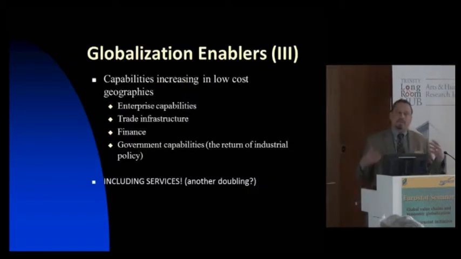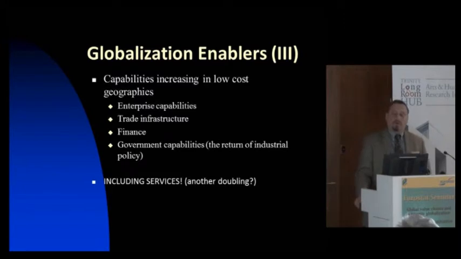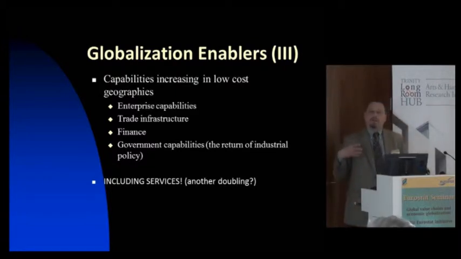At the same time, it's not just a developed country game anymore, and there are capabilities in low-cost geographies. Big companies, Professor Brennan talked about South-South FDI, companies like Huawei and ZTE that are successful in global markets, for example, and are making big investments in places like Africa and Brazil and other places in the South. Trade infrastructure has matured. Some of the best trade infrastructure is in places like China. Finance and government capability. There's a big push to get bigger and bigger pieces of the pie. There's a sophisticated understanding of that smiling curve where we don't want to just be at the bottom anymore. We want the high value stuff.